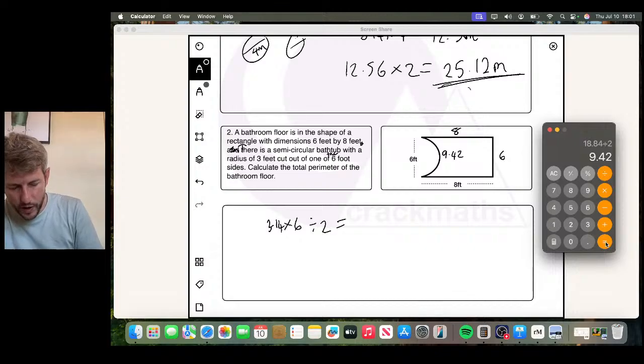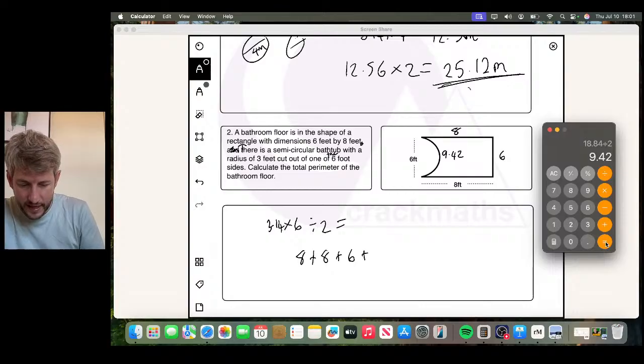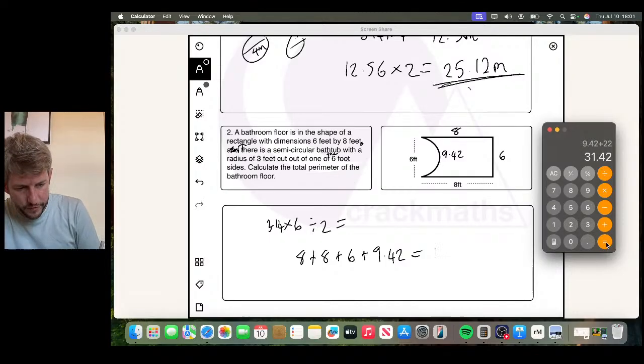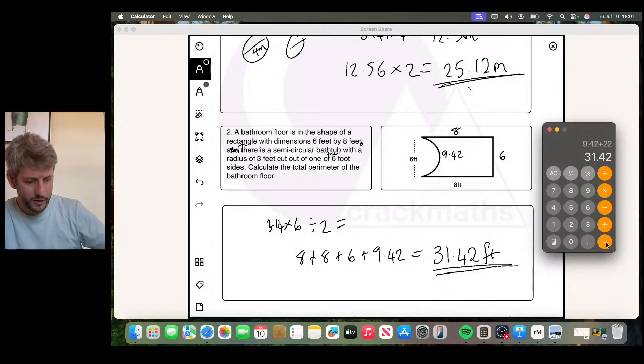Then we can add all those up. So we've got 8, add 6, add 9.42. And this is what this is going to equal. 8 add 8 is 16, add 6 is 22. So this add 22 will be 31.42 feet. Okay, right, next.